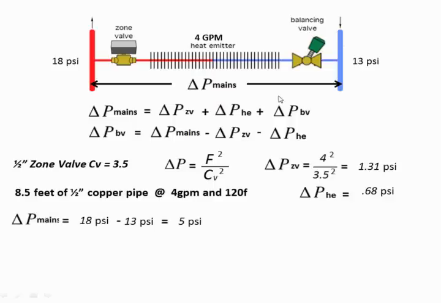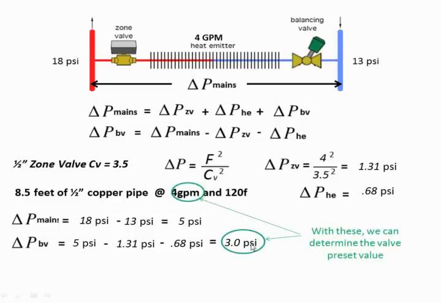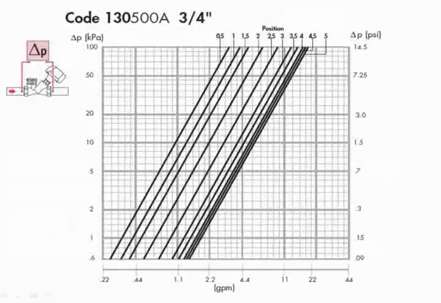You can use either one and find out that the pressure drop in this case is 0.68 across the heat emitter. Okay. So now, because we know that the mains pressure drop is 18 minus 13 is 5, we can substitute all that to calculate the pressure drop across the balancing valve. 5 minus 1.3 minus 0.68 equals 3.0 psi. So we know now that we want a pressure drop across the balancing valve of 3, and we know that there's going to be a flow rate of 4 going through here. And with these, we can determine the preset value to set the knob to.